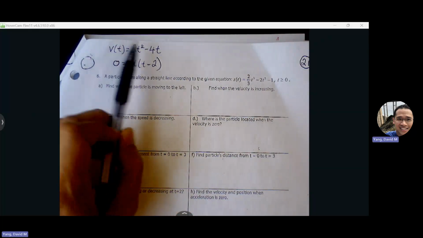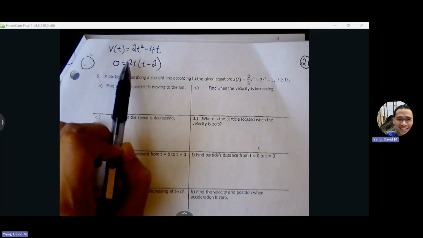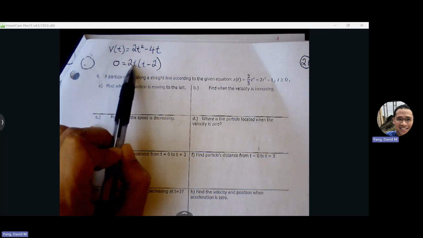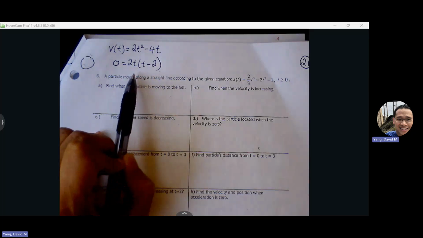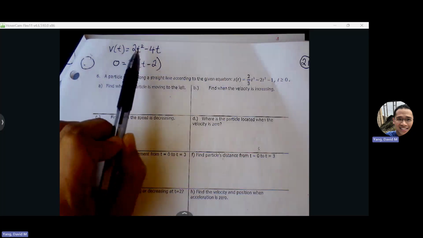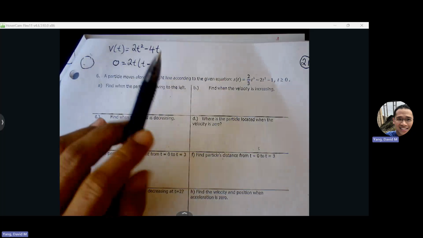On the quiz, I did see some students have a little bit of trouble when they got to this point. Some students were plugging in 0 for t instead of setting the velocity equal to 0, and then that prevented students from being able to find the critical points correctly. So make sure that if you're finding critical points, you're not plugging 0 in for t, you're plugging 0 in for the entire v of t.